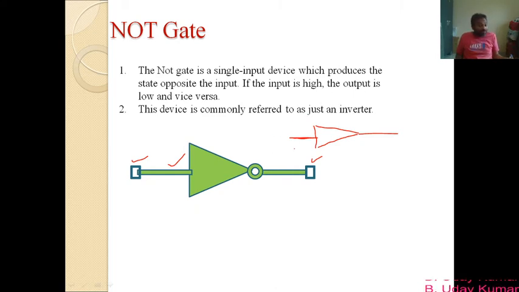But for sure, in the case of a NOT gate, there must be a circle present in between the input and output. This circle is compulsory. So this is the input and this is the output, right? In between the input and output, there must be a circle here. So this is the circuit symbol of the NOT gate.